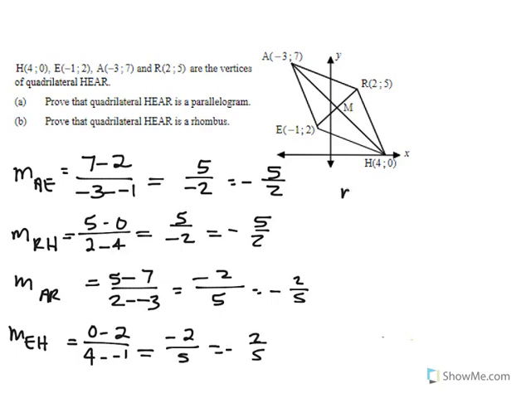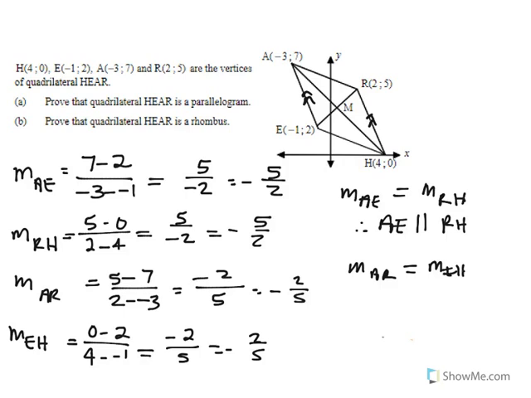Right? And so because the gradient of AE is equal to the gradient of RH, that means that these guys are parallel. Right? So AE is parallel to RH. And the gradient of AR is equal to the gradient of EH. Right? And so that means that AR and EH are also parallel. And therefore HEAR is a parallelogram.